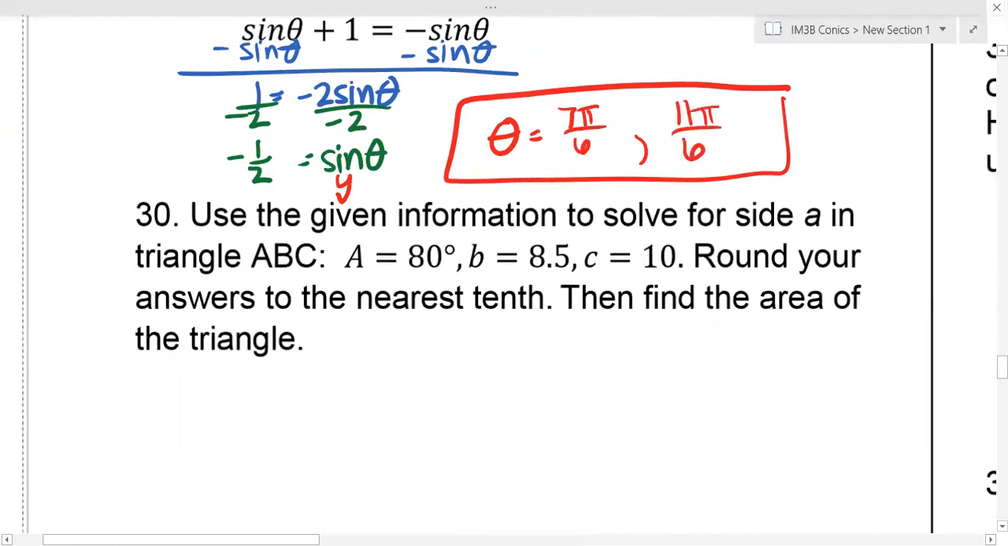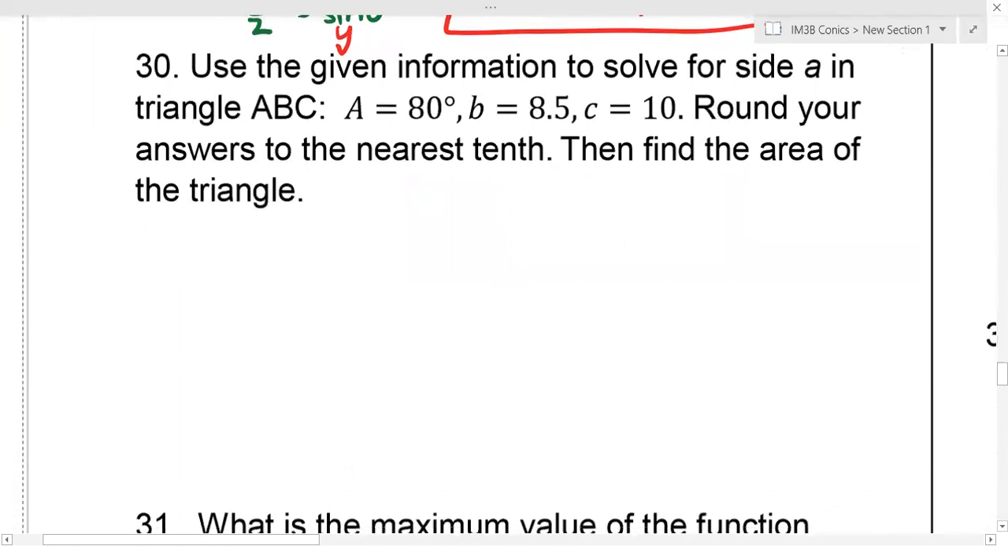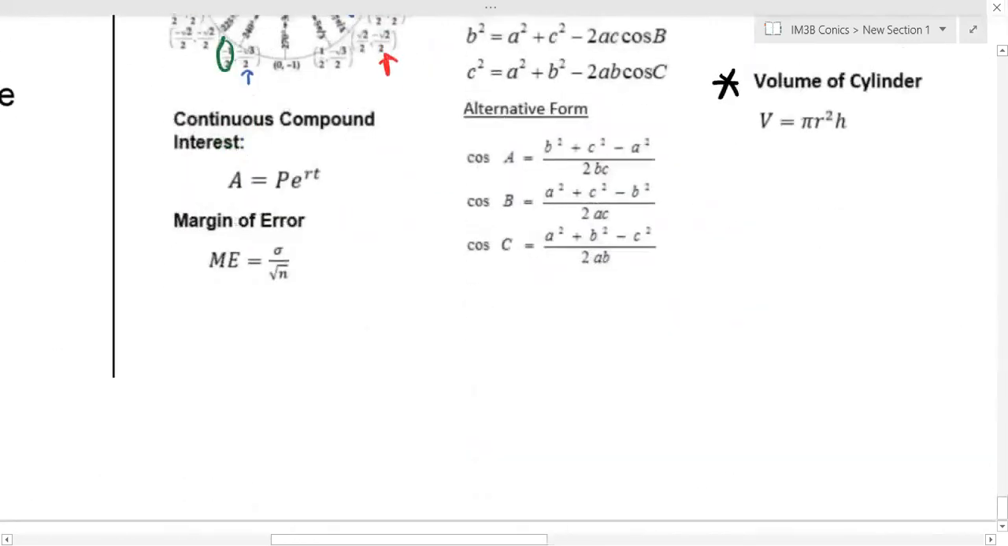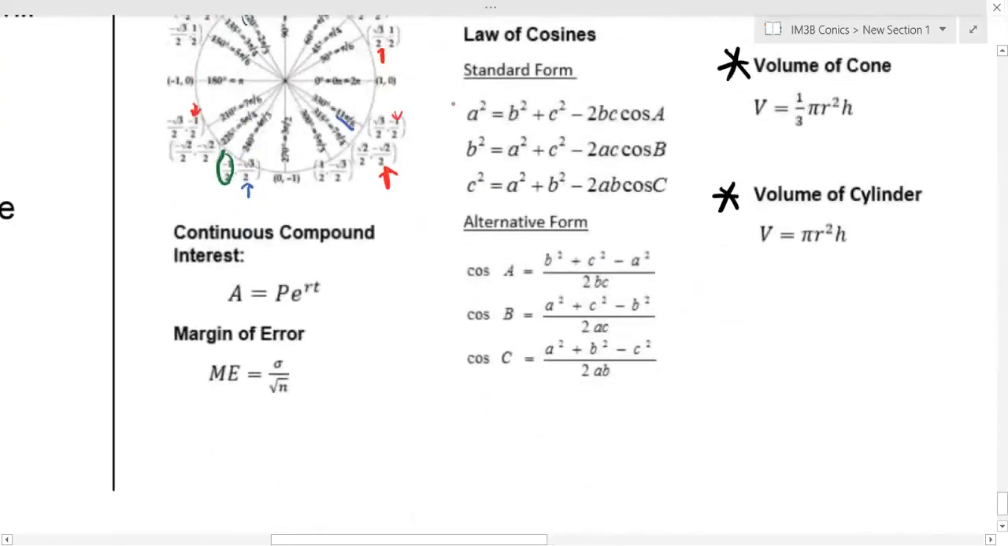Okay, so the last problem for today is giving us a triangle. They want us to do 2 things: solve for side A and solve for the area. When I'm given 3 different letters, I know I'm going to use the law of cosines. What dictates which one I use is essentially what I'm looking for. Since I'm looking for side A, I'm going to use the formula that is solved for side A. So I'm going to use this one.